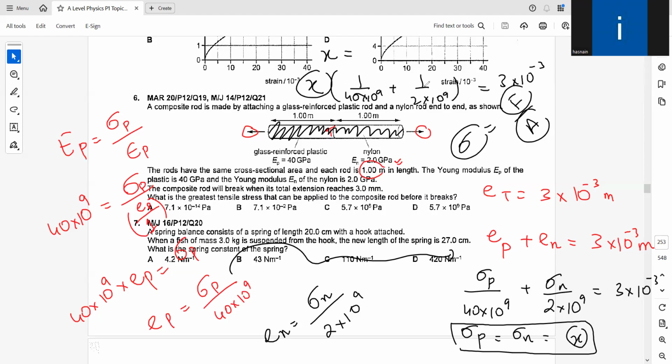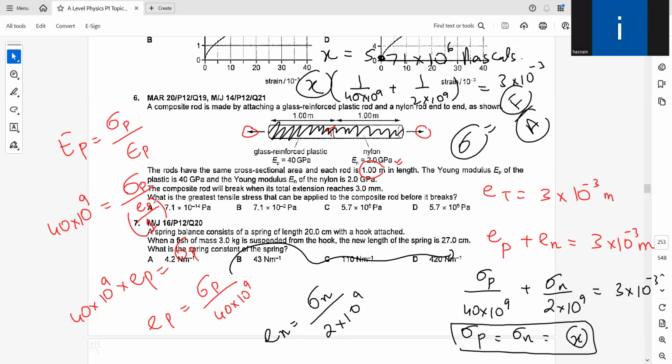The answer to this whole thing is 5.25, which, when shifted to the right-hand side, has to be divided. So 3 exponent minus 3 has to be divided by the answer. So I'm going to have 5.71 exponent 6 Pascal. So this is going to break it. So maximum stress, 5.71 exponent 6.